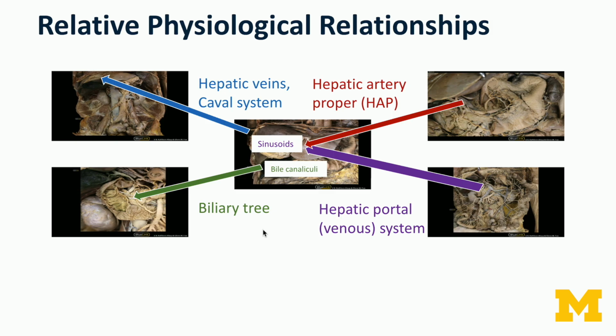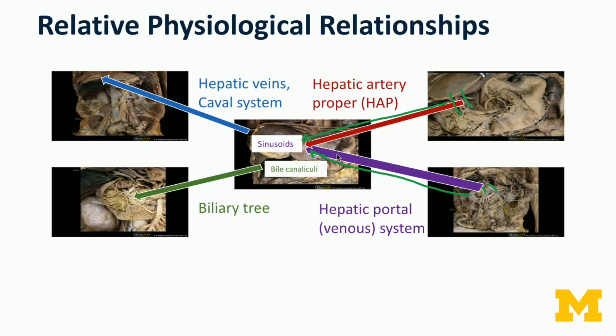Now, when we look at these relationships, these physiological processes, so here we have branches of the hepatic artery proper going into the porta hepatis. So that's oxygenated blood heading into the sinusoids of the liver. Those are spaces around and between the hepatocytes. We also have venous blood that contains nutrients from the digestive system, complements of that hepatic portal system coming in. So that venous blood is mixing with the arterial blood in the sinusoids.